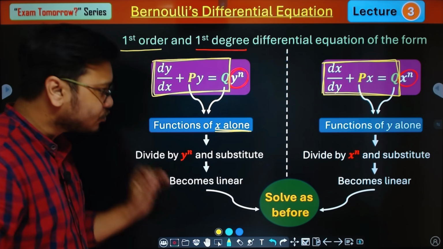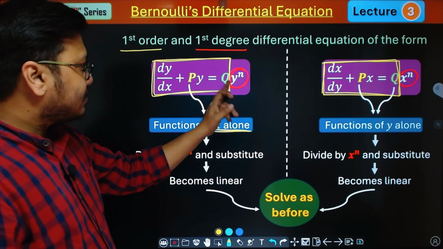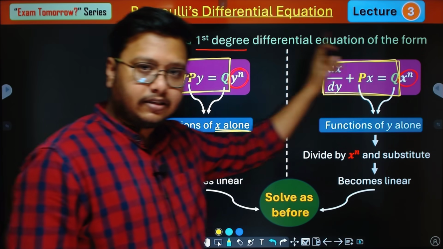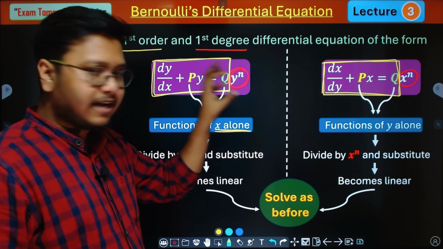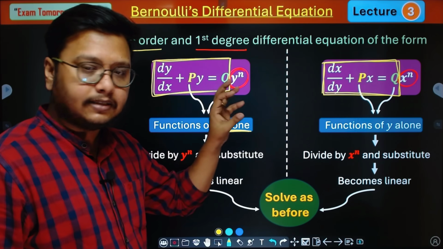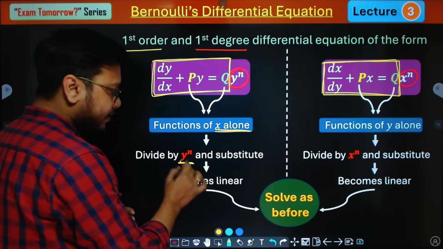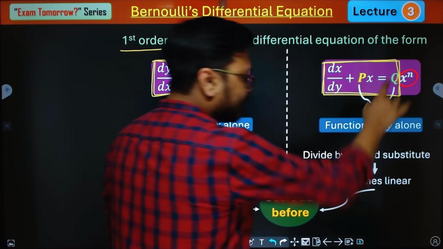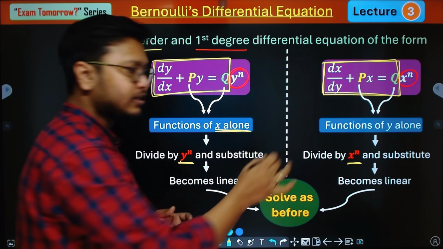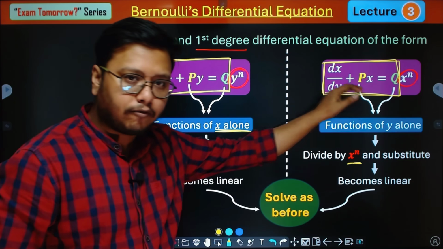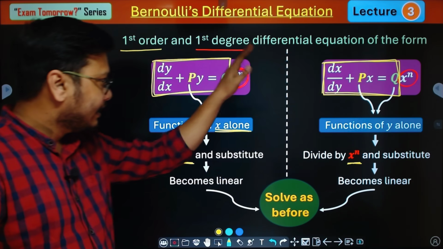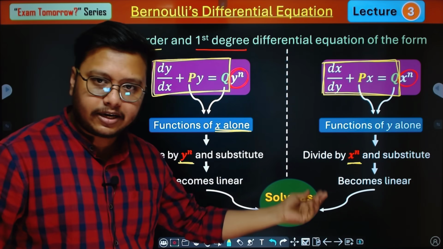Okay, so now the process is this: the higher power, this unnecessary term on the right side which is creating the non-linearity, creating the problem, we need to divide by that term. We have y to the power n, we need to divide by y to the power n. In this case we need to divide by x to the power n on both sides. So first we need to bring it to this format, then divide by that unnecessary term.